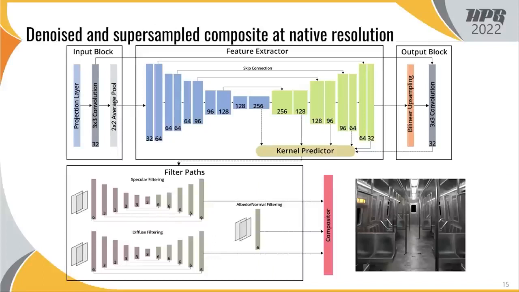Once we get the results from the filtering paths, we can do a composite to get denoised and supersampled result at the native resolution. We use a simple compositor where the supersampled albedo is modulated with the denoised diffuse, and then add it to the denoised specular.